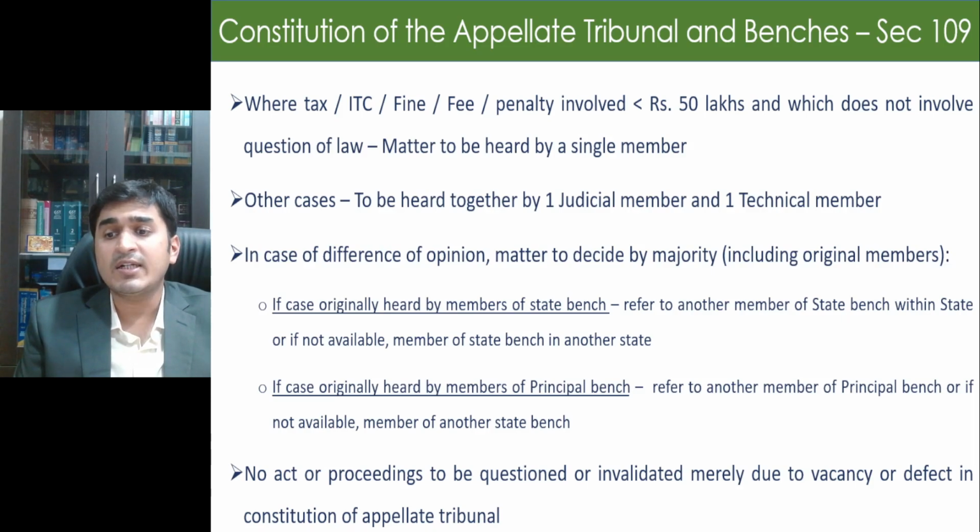Now merely because there is a defect or there is a vacancy in the constitution of appellate tribunal, that means 2 + 2 members are not there, still the judgment would not be considered as void. It would not be invalidated. However, the judgment has to be passed by the respective members as per the constitution, as I stated above. That means one judicial member and one technical member, other than cases of less than 50 lakh rupees. So even if the members are not sufficient in terms of 2 + 2 members, still the judgment would not be invalidated.